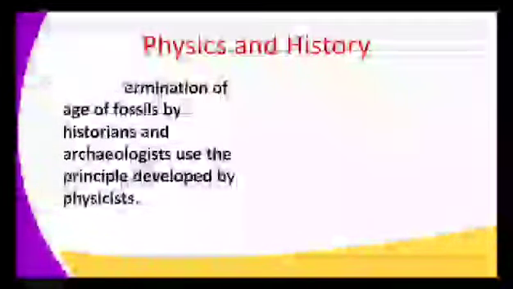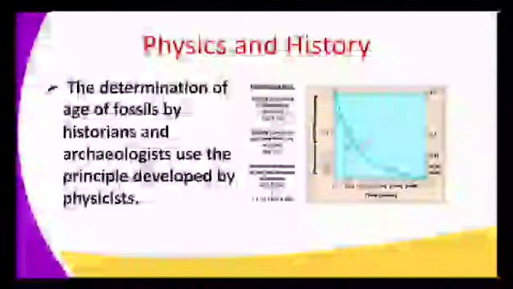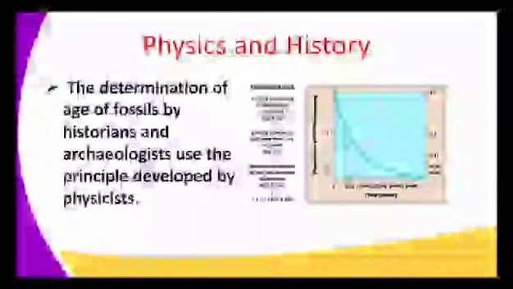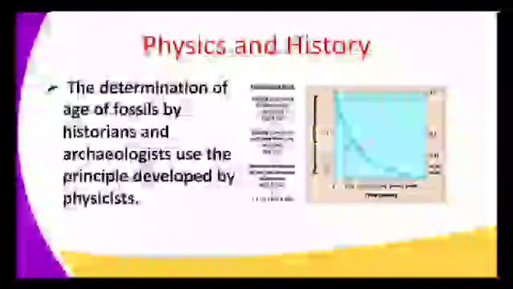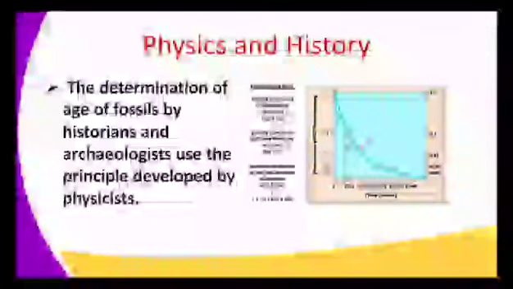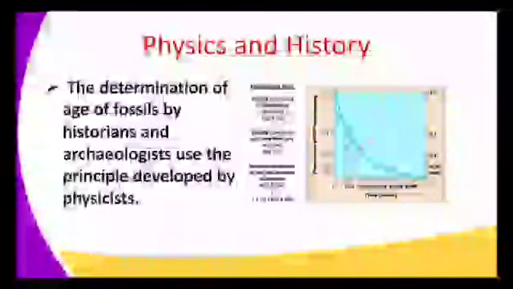And actually we can use a graph like the one we have here to determine the half-life of a fossil. This fossil, in physics, we call it a radioactive material, and therefore it undergoes radioactive decay. After a given period of time, this number of carbon particles remain within the fossil, and this is able to tell us the age of that particular fossil. So that one relates physics and history.